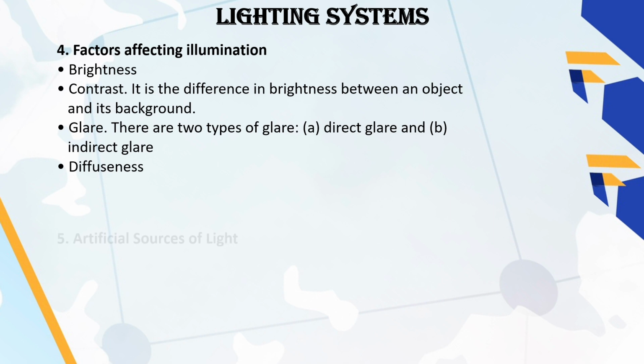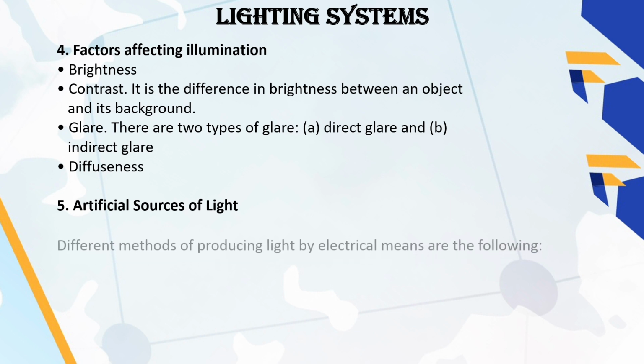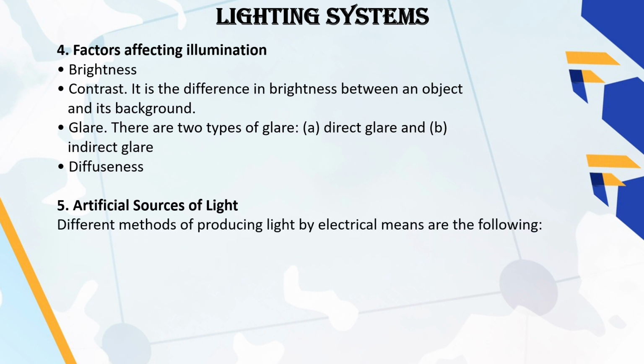So, for the fifth, artificial sources of light. Different methods of producing light by electrical means are the following. So, there are three. First, by temperature incandescence. By temperature incandescence, this method involves heating a material, typically a filament in a bulb, until it glows and emits light due to its high temperature. Common examples include incandescent bulbs.